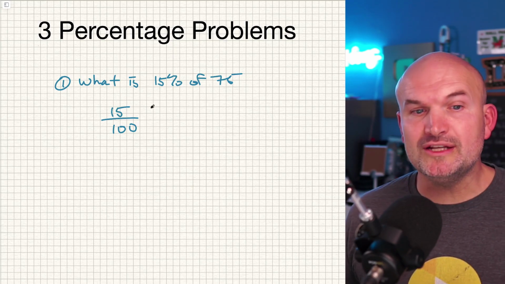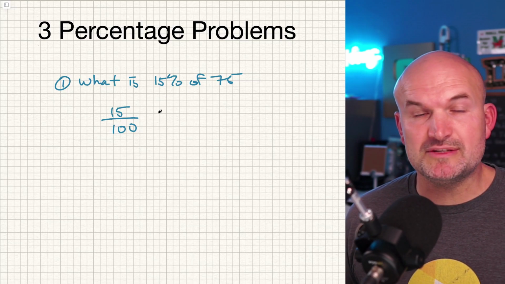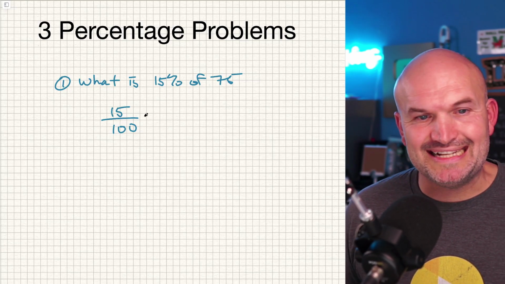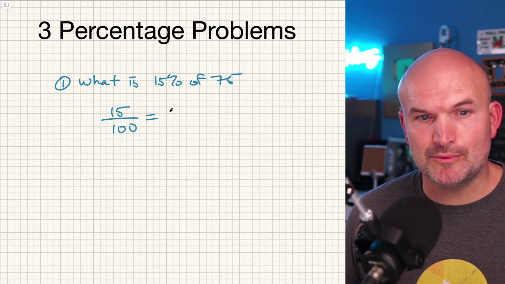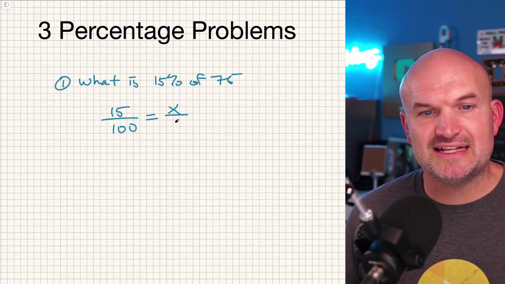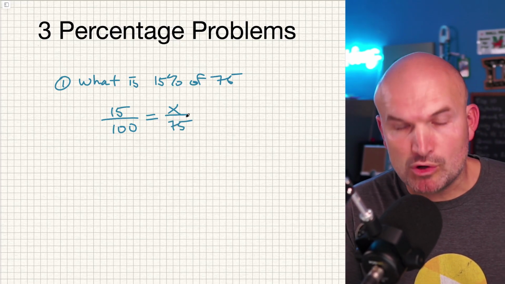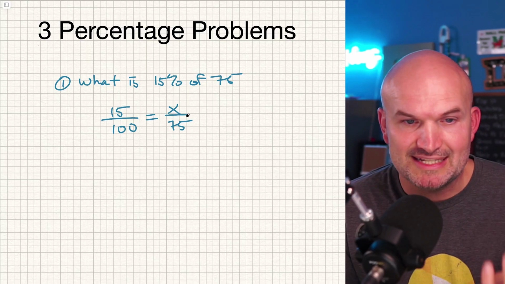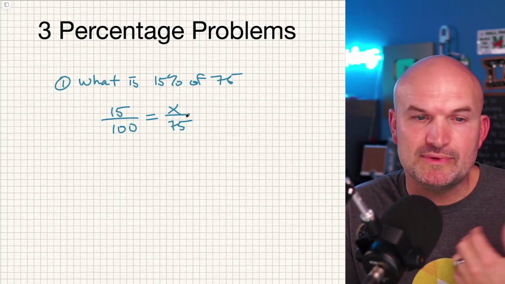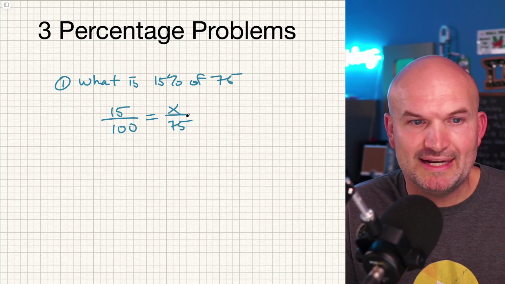So what that means is I'm looking for a number that instead of being out of 100 is going to be out of 75, that would be equivalent to 15, meaning I need to include an equal sign. So now I'm going to have an X, which is going to be my variable, my unknown, and that's going to be over 75. Now I have what we call a proportion. And when we're dealing with percentage problems, this is what we always want to look to create, a proportion. Because then once we create a proportion, we can apply the cross product to go ahead and solve for X.